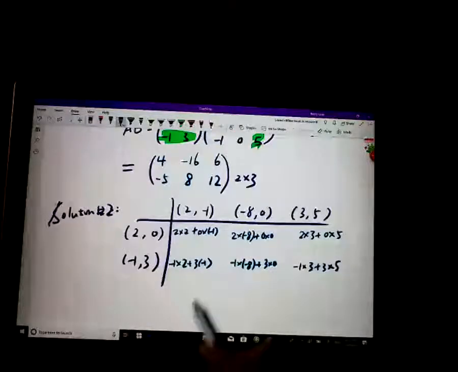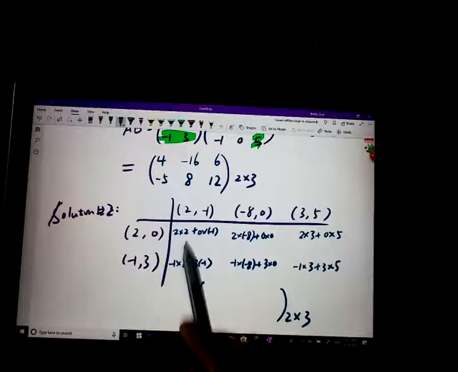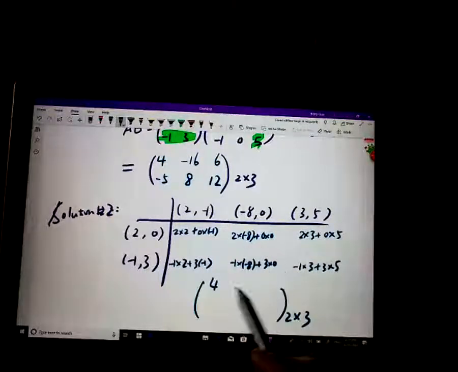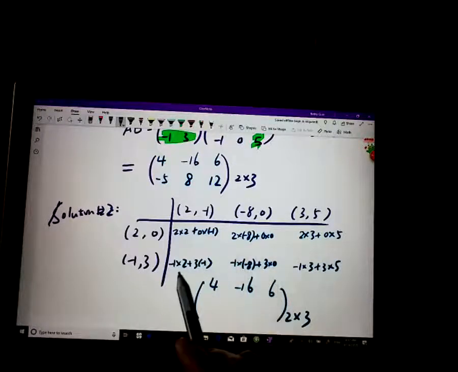So the result is going to be a 2 by 3 matrix. 2 times 2 plus 0 times -1, that is 4. That is -16. That is 6. This is -5. This is 8. That is 15 minus 3, 12. Which method do you like? Either way, okay? Just be very careful.